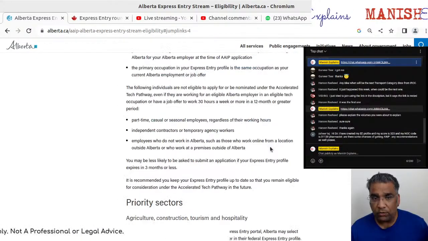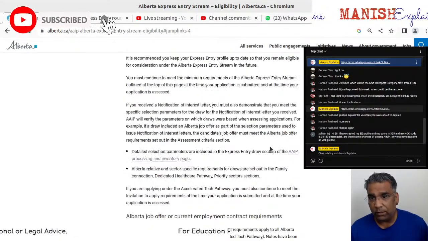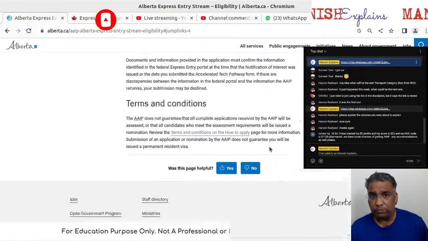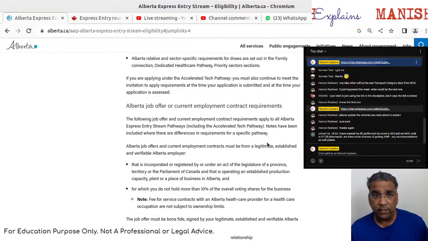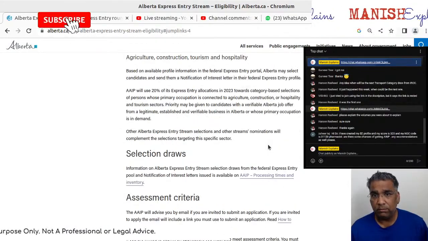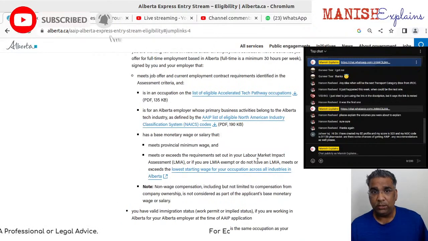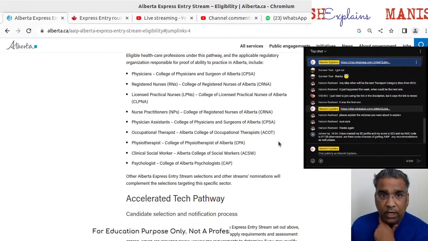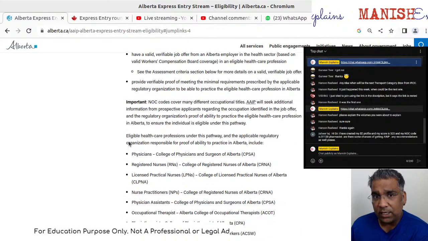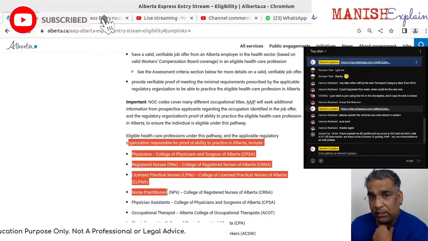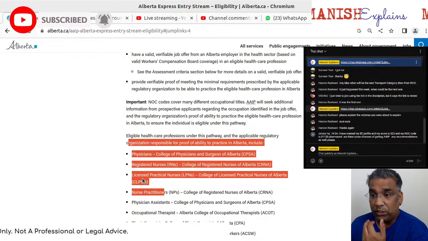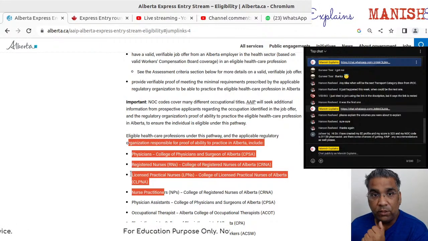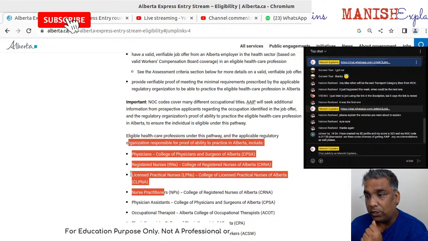So you have to check your eligibility, number one. I think that's the main thing, Zahir, that you would have to check. If you are eligible, you can very well get an NOI. That's not a concern that I have. The only thing is your NOC; I don't see it here, but there are other streams that you can check. I'm not sure 31120 is eligible for the dedicated healthcare pathway or not.